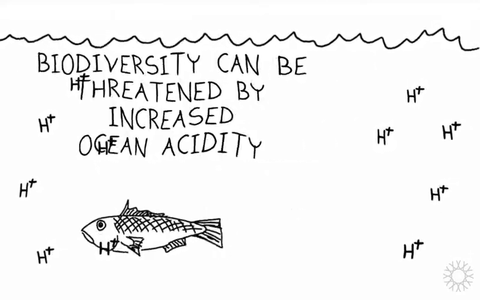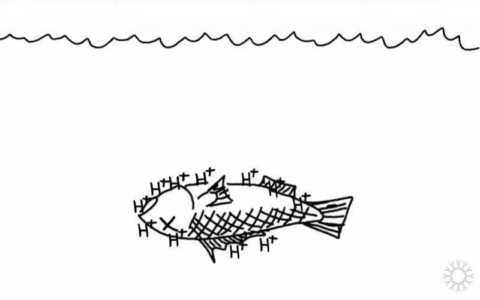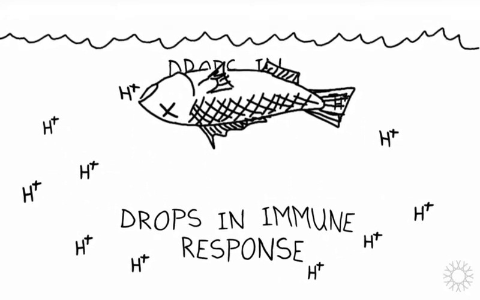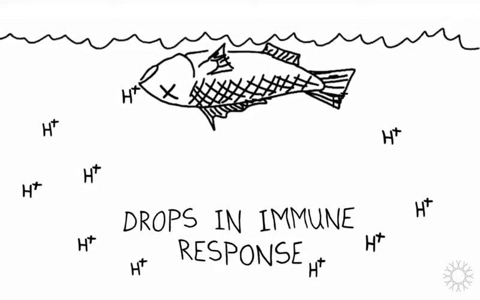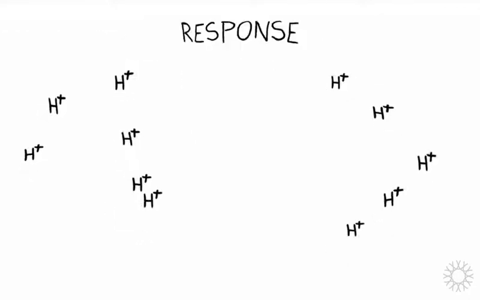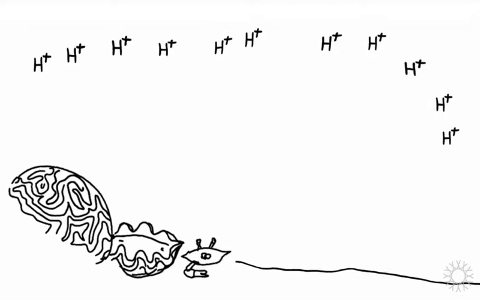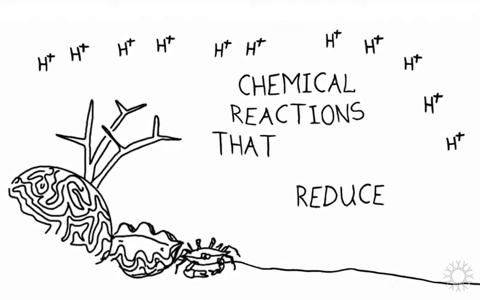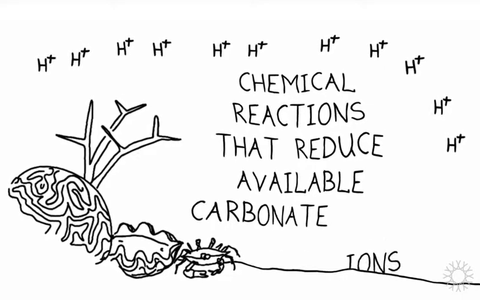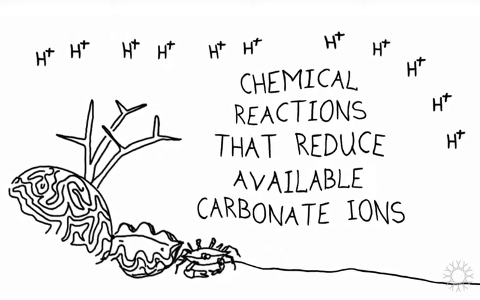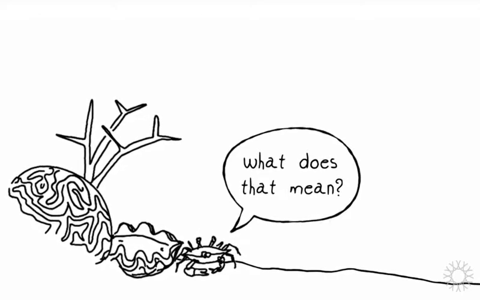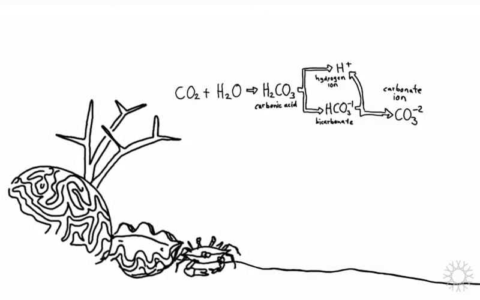There's a huge range of harmful consequences, including drops in metabolic rate or drops in immune response to other organisms such as parasites or bacteria that are in the environment. And we know that drops in pH can cause destruction of coral by triggering chemical reactions that result in an overall drop of the amount of carbonate ions available. Okay, so what does that mean? Well, it means a bit more chemistry.